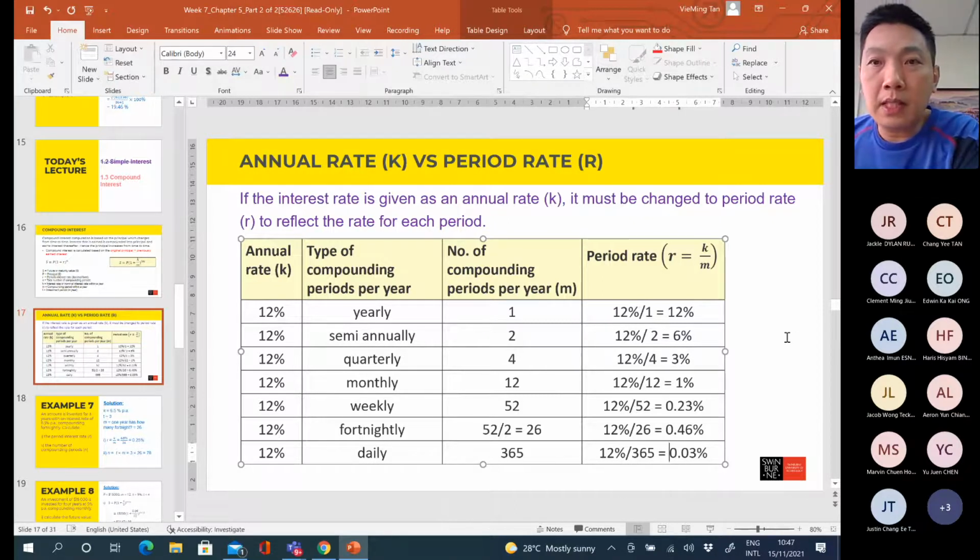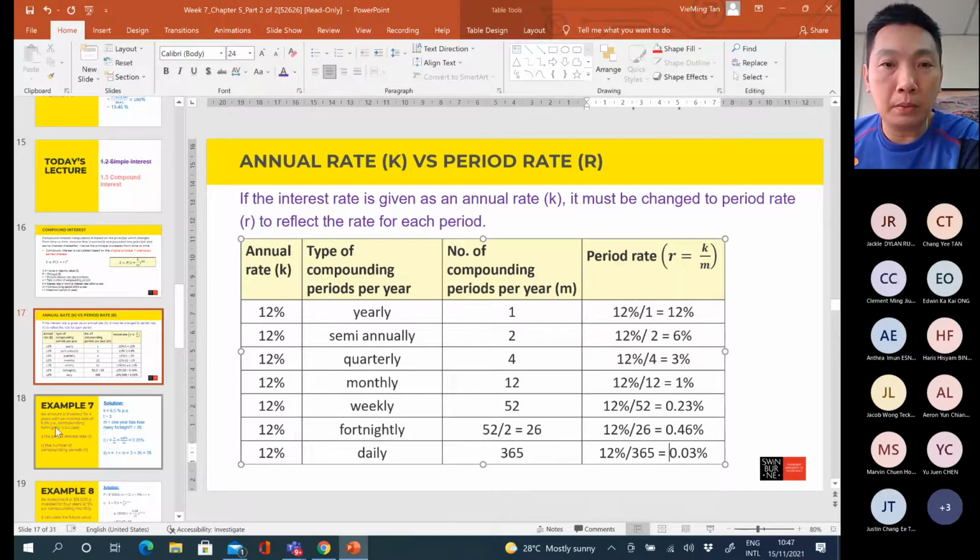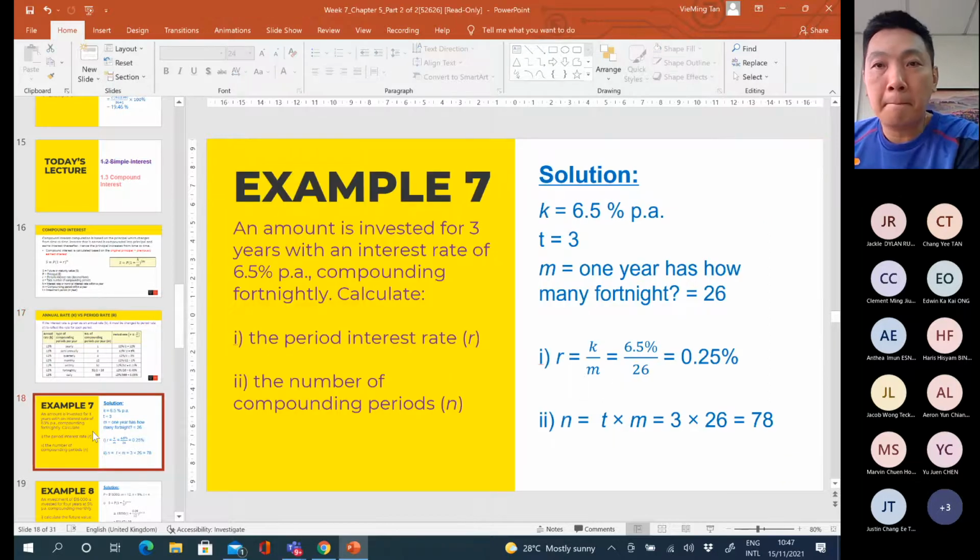So this slide is telling you how to get the M and also how to get the period rate, using R. Some books use small capital I, but I don't want to, because otherwise you'll be confused. So I just use R. Remember this R is the period rate, or periodic rate. It depends on the question, on how the interest is being compounded. Clear? Let's try to answer example 7 now.